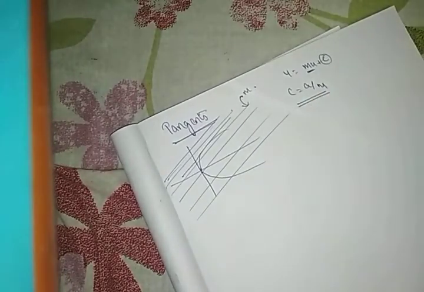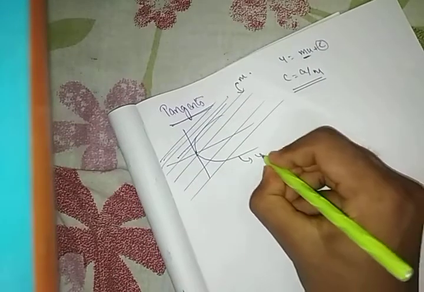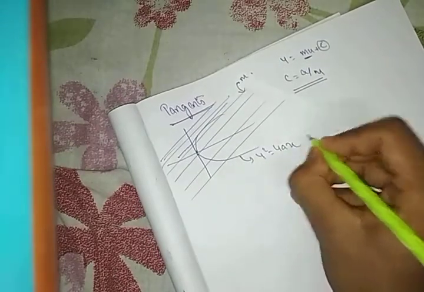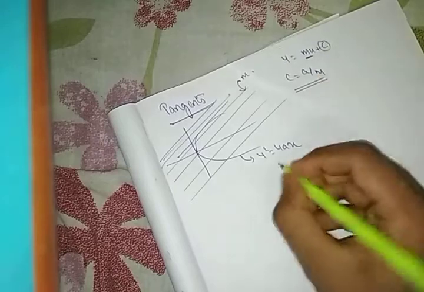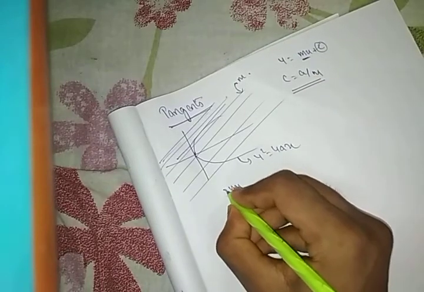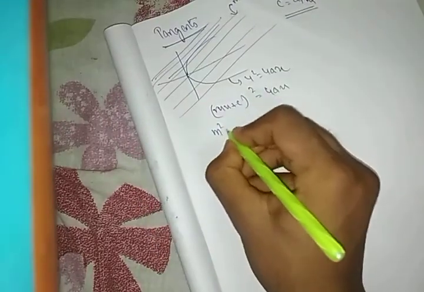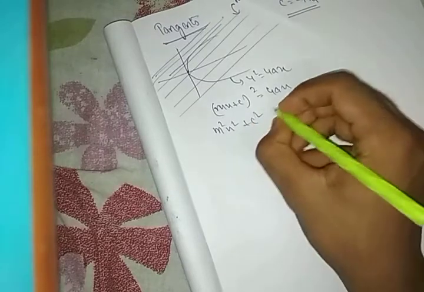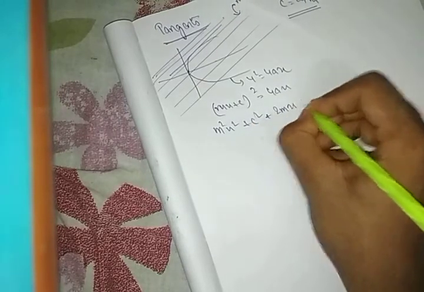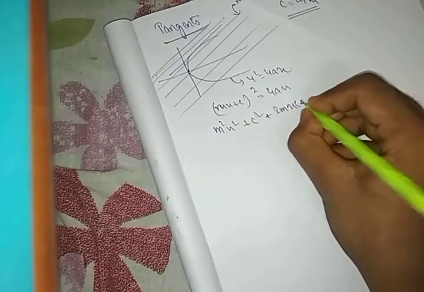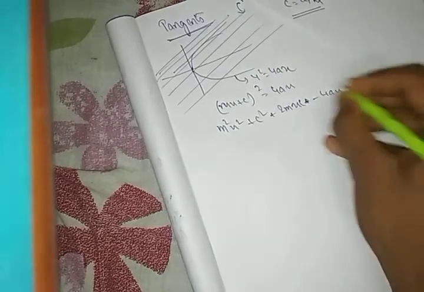How is it found? Easy, just take y square equal to 4ax, and we have y equal to mx plus c. Solve it with it. So (mx plus c) whole square equal to 4ax. So what is it? m square x square plus c square plus 2mxc minus 4ax is equal to 0. Is it correct?